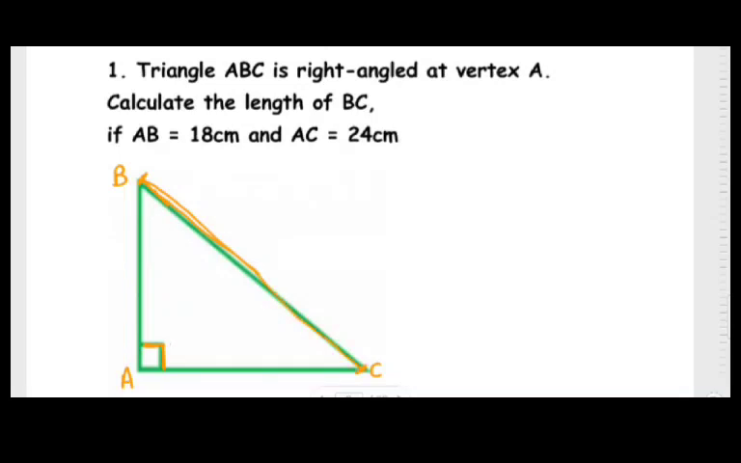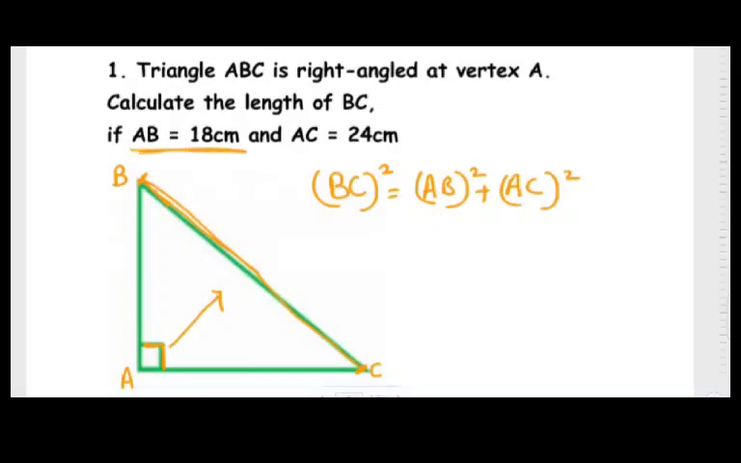Now BC is the longest side opposite to 90 degrees, which is called the hypotenuse. So what was the formula? Hypotenuse square. Right now it's BC. So BC square will be equal to the height square. Height is AB the whole square plus AC the whole square. Alright children, so far so good. So we need to find BC. What is the length of AB? AB is 18 centimeter. AC is 24 centimeter.